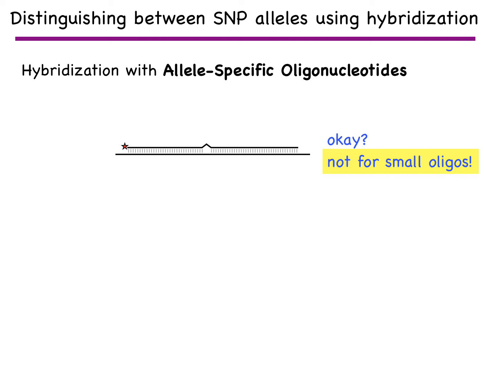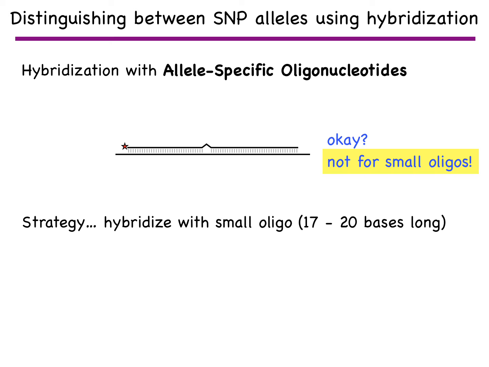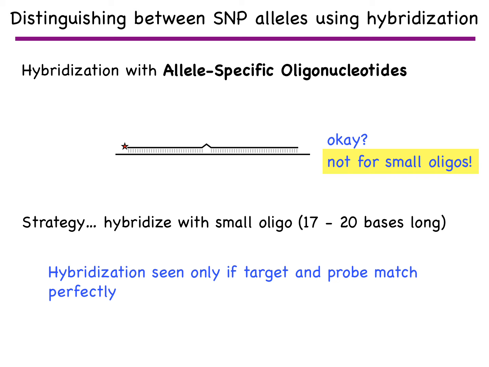If there's a single mismatch in the sequence, it would not remain stably bound to its complementary sequence. It has to be a perfect complementarity for it to hybridize properly to its complementary sequence. And that's the basis of the allele-specific oligonucleotide hybridization. So the idea is you hybridize the small oligos that are 17 to 28 bases in length, and you basically only see hybridization if the target and probe match perfectly.